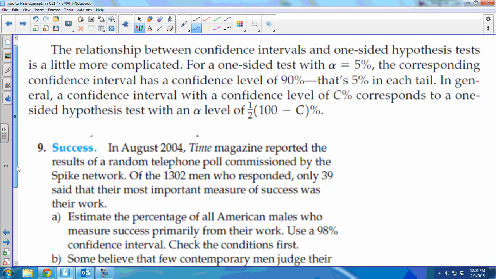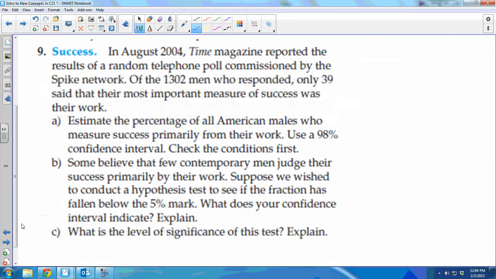Okay. In August 2004, Time magazine reported the results of a random telephone poll commissioned by the Spike Network. Of the 1,302 men who responded, only 39 said that their most important measure of success was their work. So part A says, estimate the percentage of all American males who measure success primarily from their work. Use a 98% confidence interval and check the conditions first.